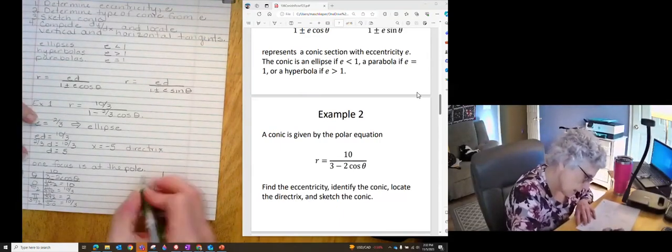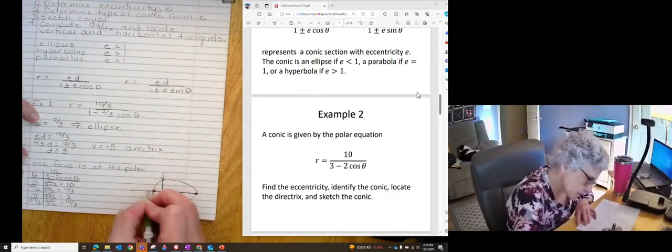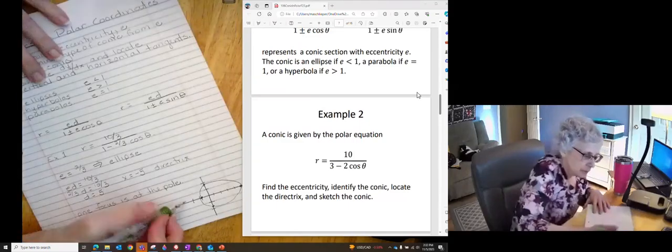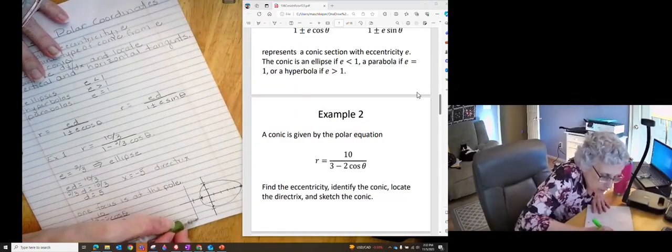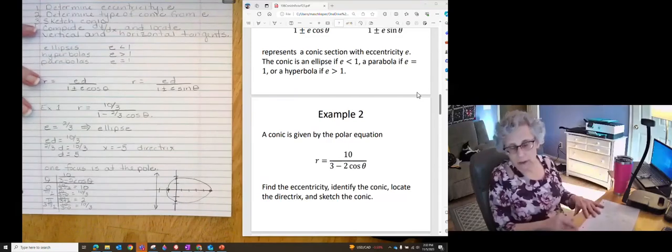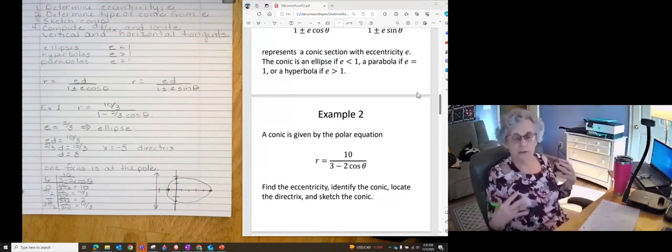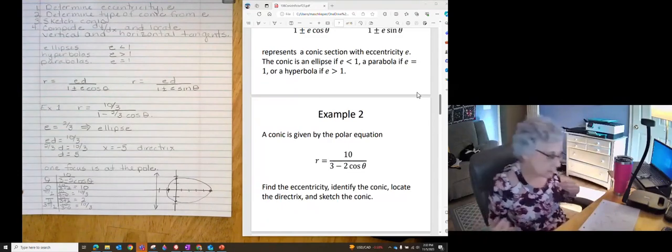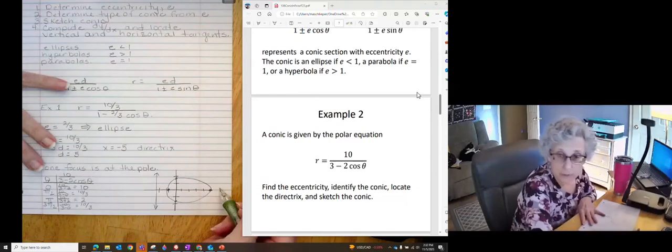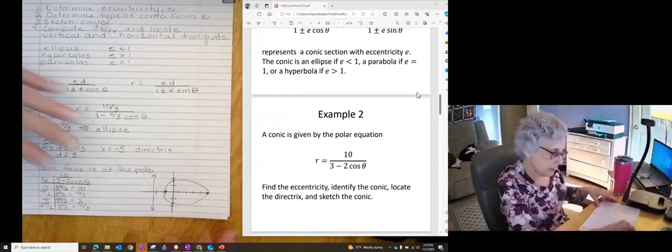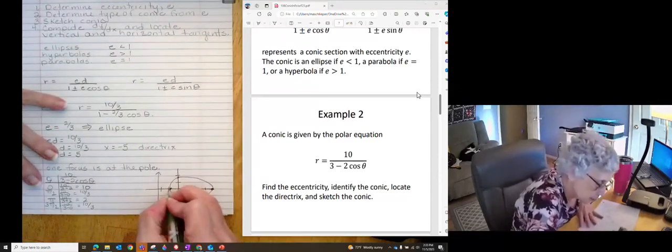And then my directrix would be at -5, so this is 2, 4, 5 would be about right here. So that's how you can figure out the location of your other focus. And then there would be another directrix on the other side. So let's talk about the other focus.